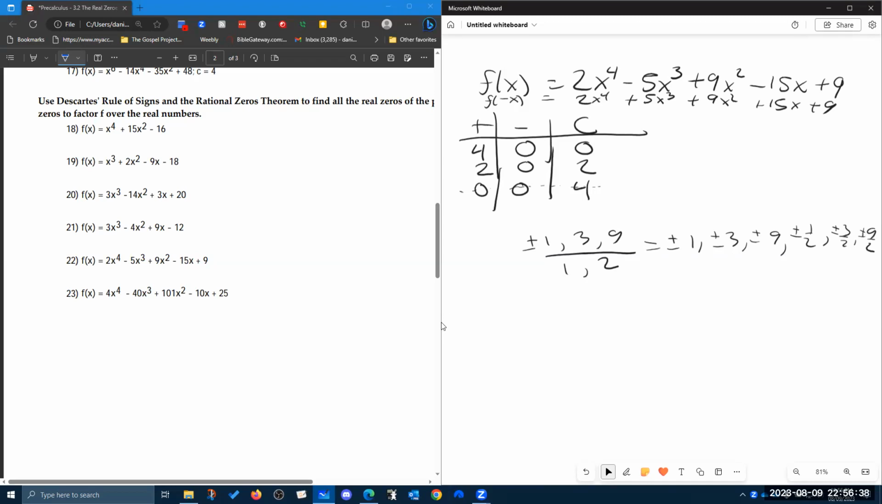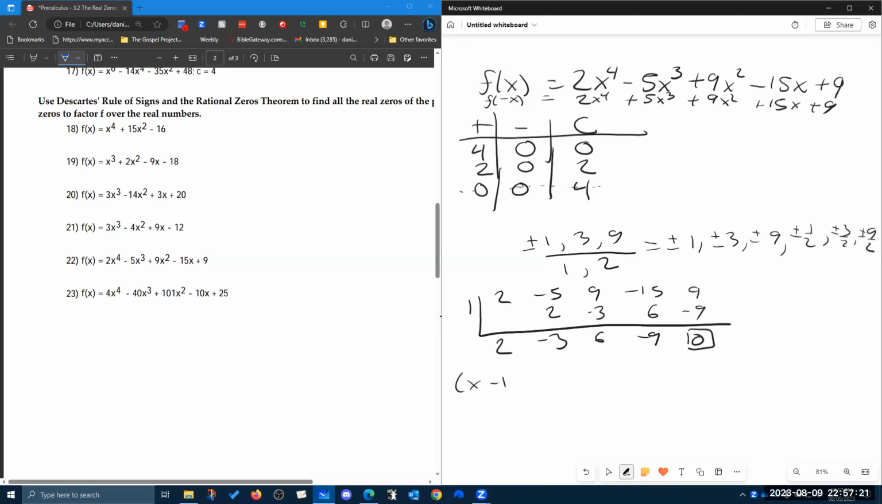Let me go ahead and just try some things here. This is just going to be trial and error for me. Let's try 1. 2, -5, 9, -15, and 9. I'm not going to try any of my negative answers because none of them are going to work. So I'm only trying positive answers here. So -3, 3, 6, -9, -9, 0. Awesome.